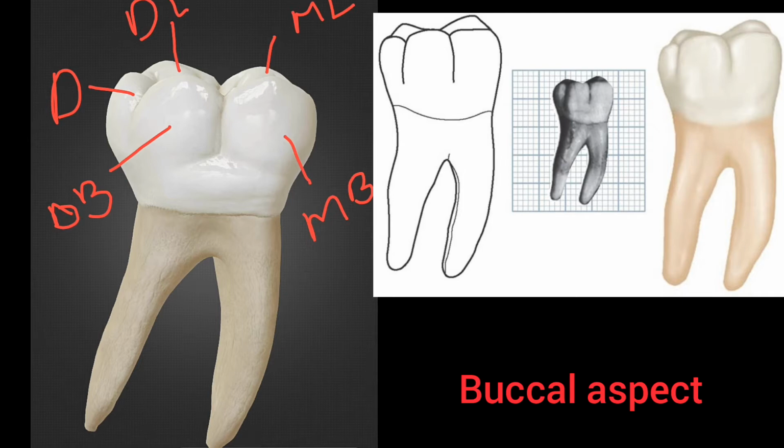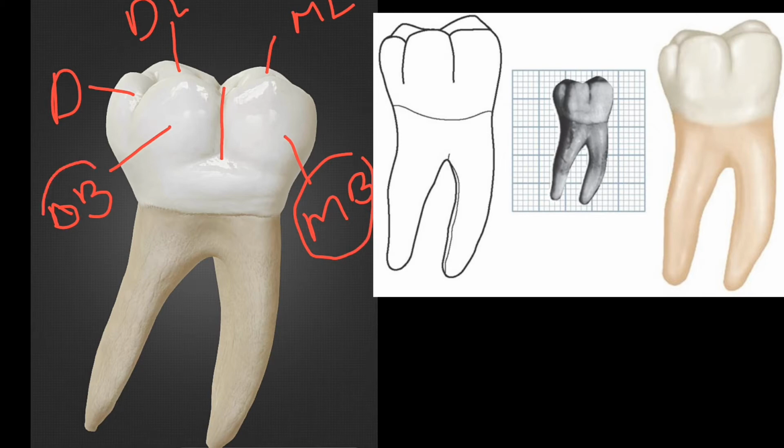So these are the cusps present here, and two developmental grooves are present. This is the buccal developmental groove, and it separates the mesiobuccal cusp and the distobuccal cusp. While the distal developmental groove is present here, and this groove separates the distobuccal cusp and the distal cusp.